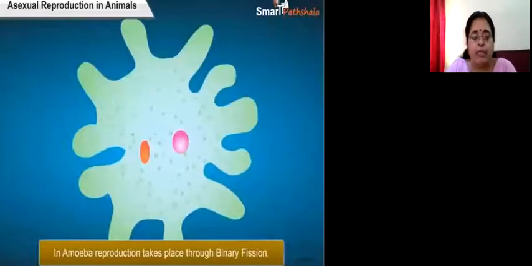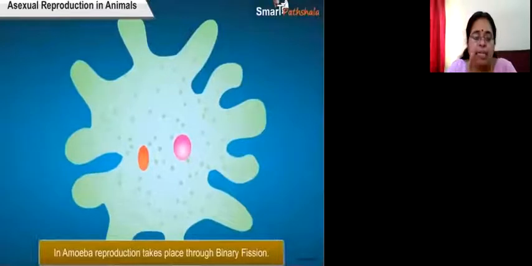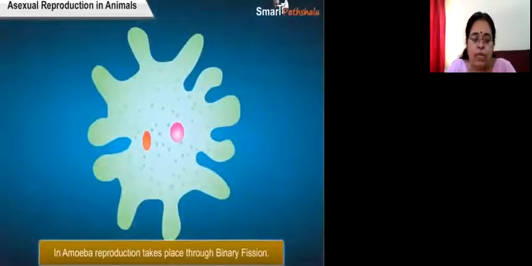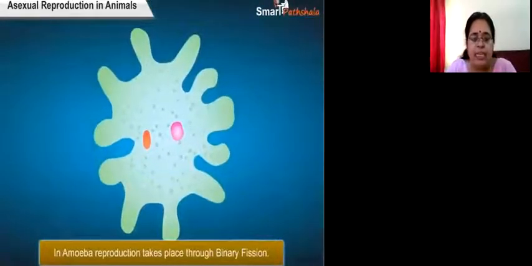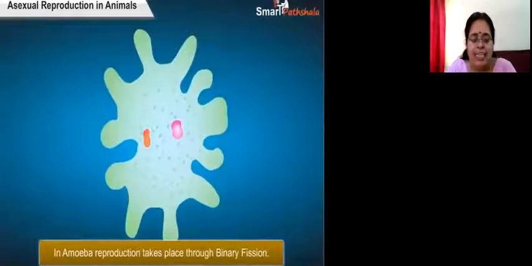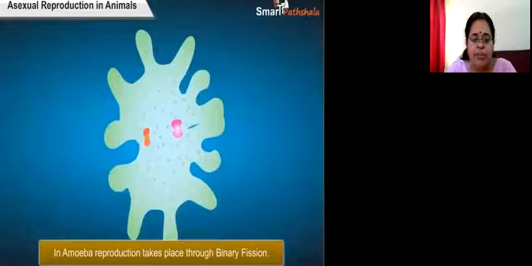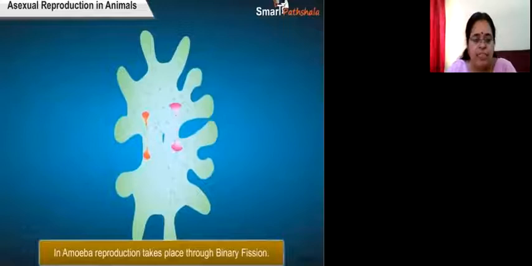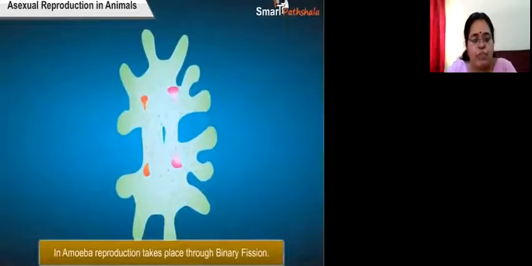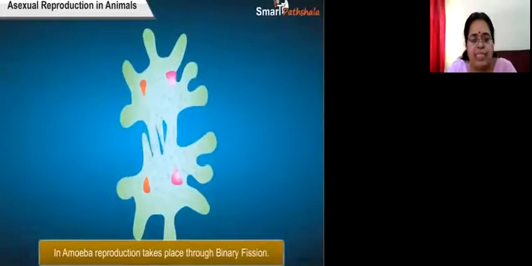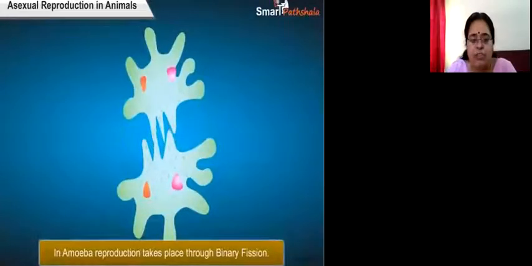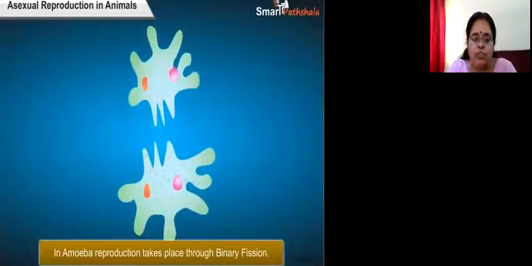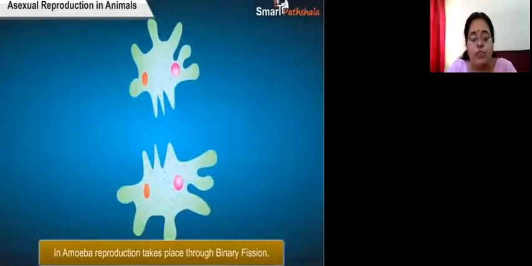Similarly, in amoeba, reproduction takes place through a process called binary fission. Why binary? Because two daughter cells of amoeba are formed. Let us look at the screen. As you can see, there is an amoeba on the screen. You can see that one amoeba is splitting up or dividing into two daughter cells. How is that possible? First, the nucleus divides and then slowly the cytoplasm also divides. So in this way, one amoeba has given rise to two daughter amoebae. This process is also called binary fission, which is also a form of asexual reproduction.